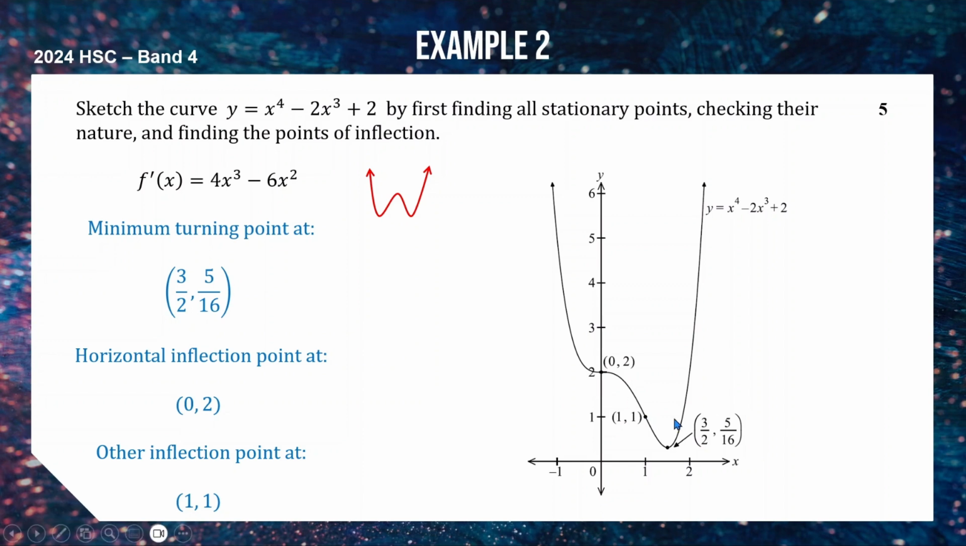and you've got all the information, including the inflection point here, which is a turning point, sorry, the stationary point, the inflection point here, which is non-stationary, and the minimum turning point down here, that's where you're gonna get your 5 marks.